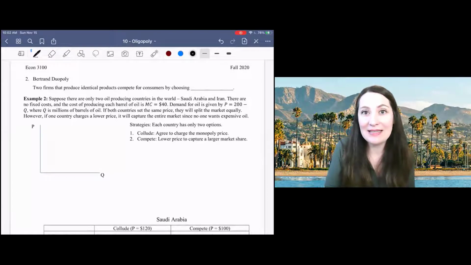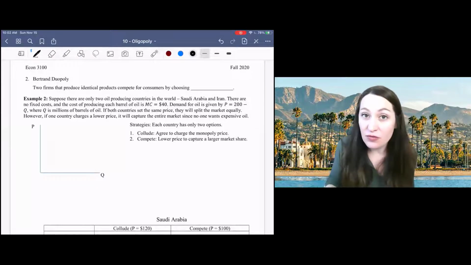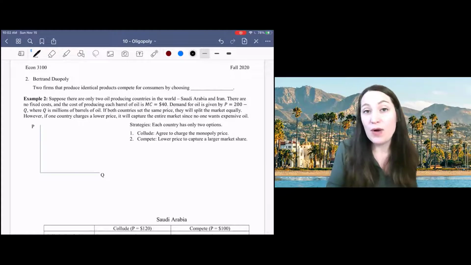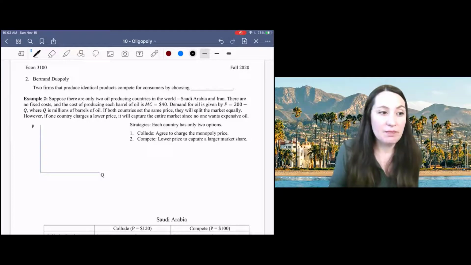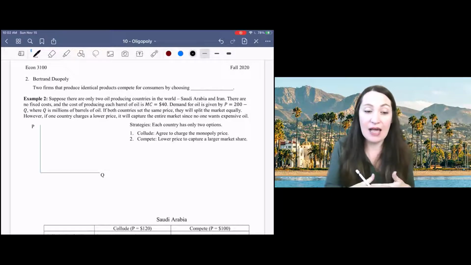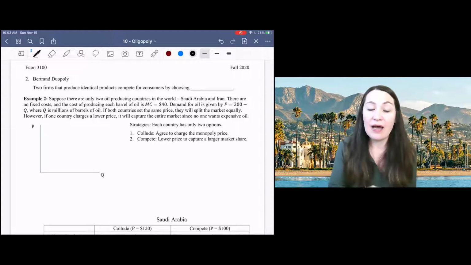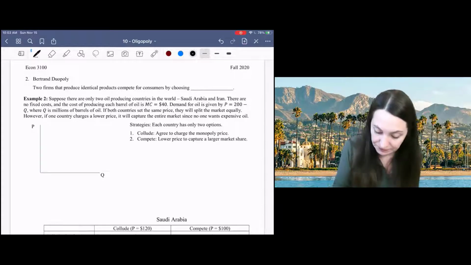In this video, we're going to see how the game of Prisoner's Dilemma relates to one model of oligopoly called Bertrand. So this is actually a model where we just have two firms. So we call it a duopoly, right? Two firms rather than a more generic oligopoly. So we have two firms that in this world produce identical products. So consumers don't really care which firm they buy from. And they compete by choosing their price.